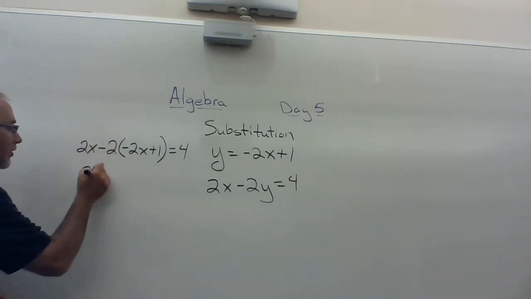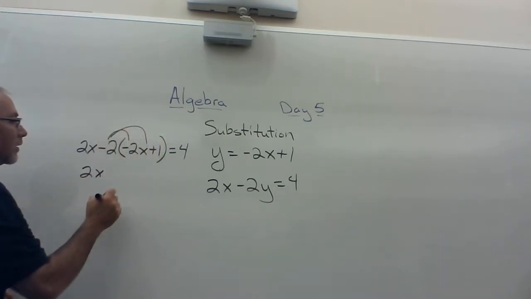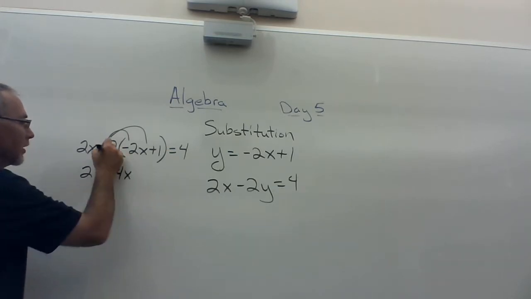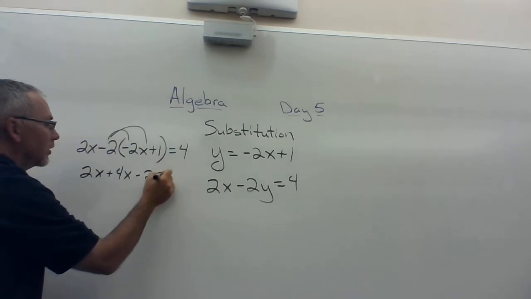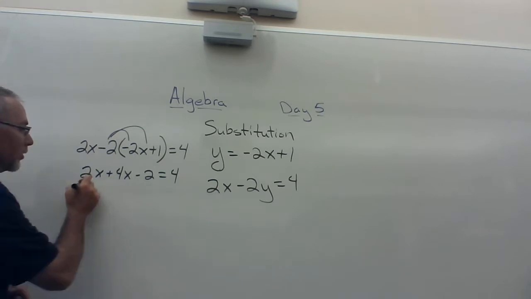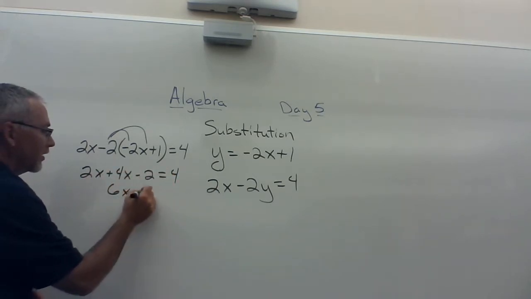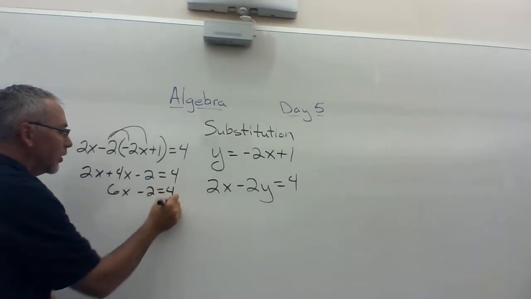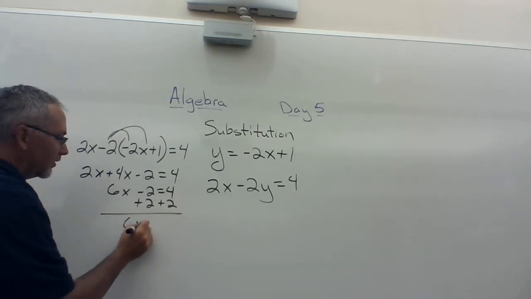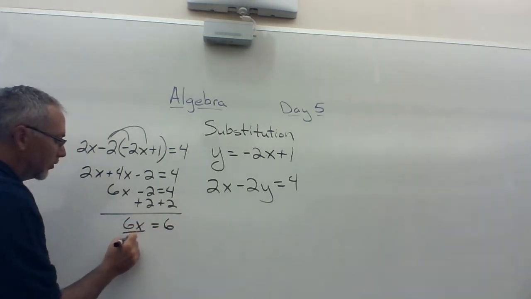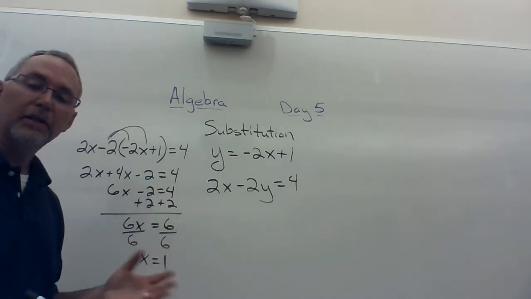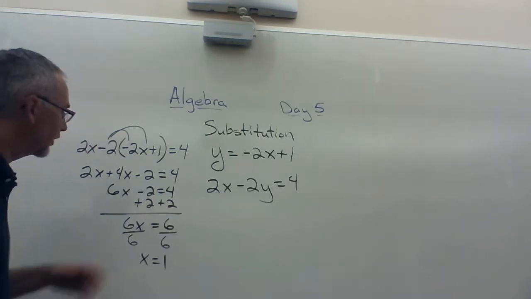So I'm going to rewrite this while distributing my number through. So negative 2 times negative 2 is positive 4x. Negative 2 times 1 is minus 2. That equals 4. Then I'm going to combine terms. 6x minus 2 equals 4. I add my 2 to both sides. I end up with 6x is equal to 6. Divide both sides by 6. x equals 1. I'm going to work through that pretty quickly because I know you know how to solve equations once we get one term.